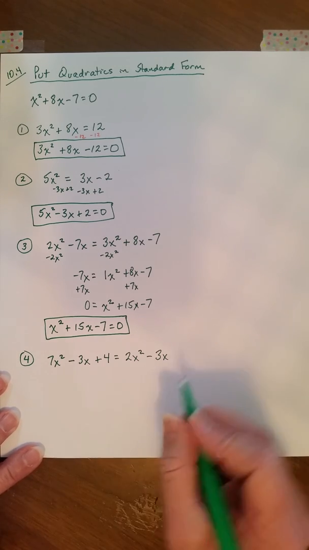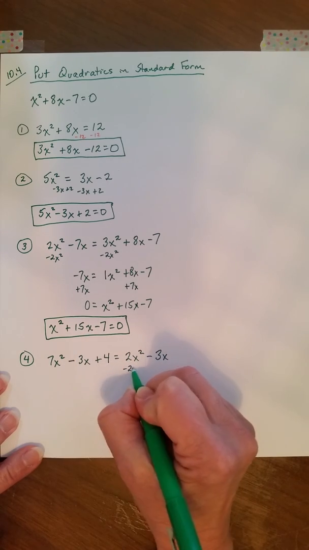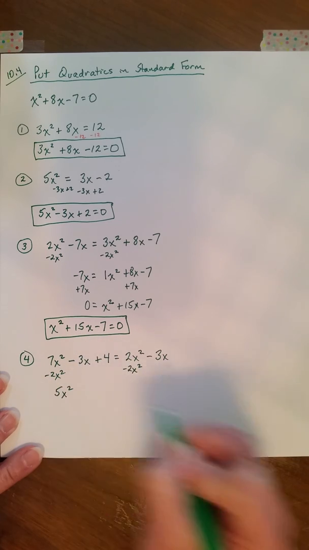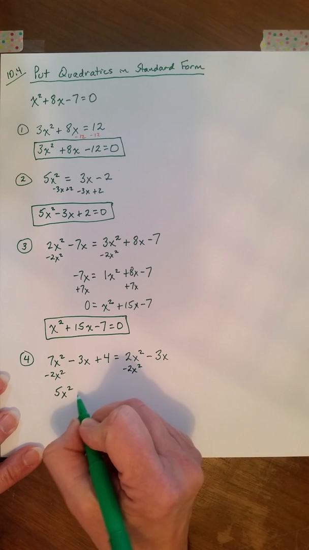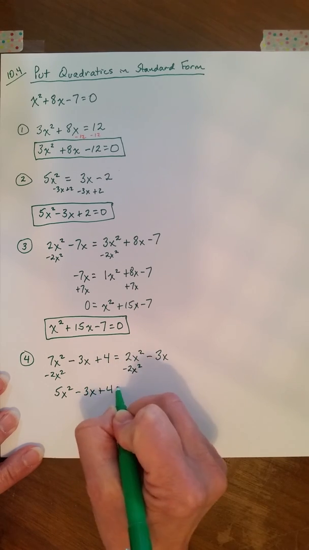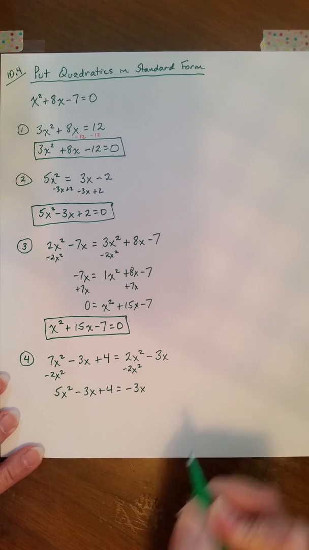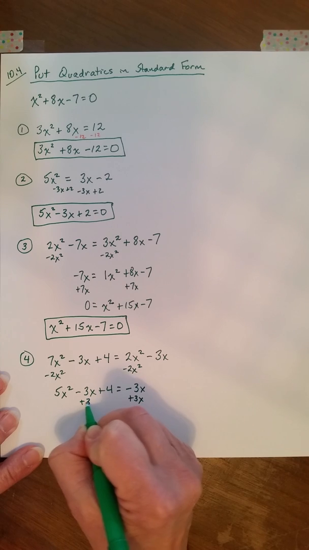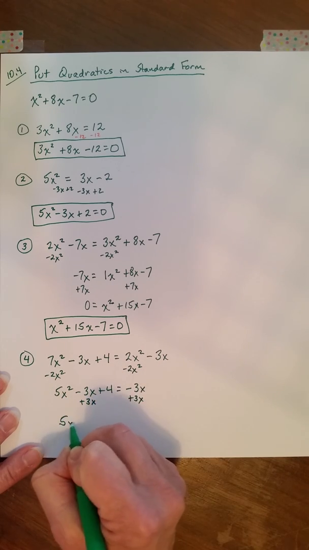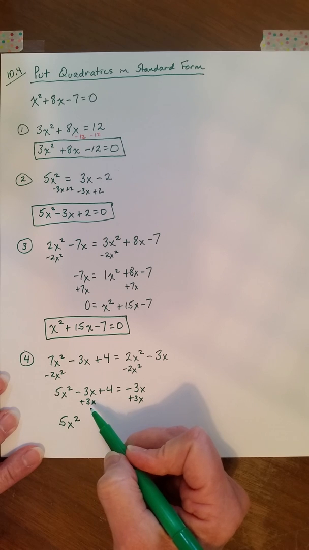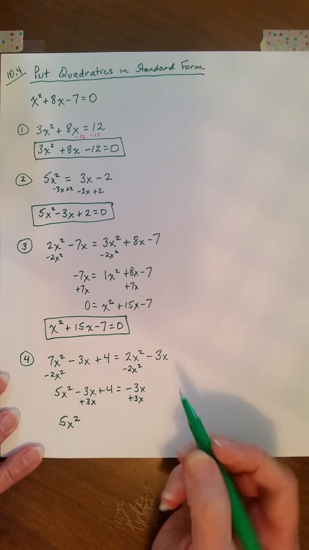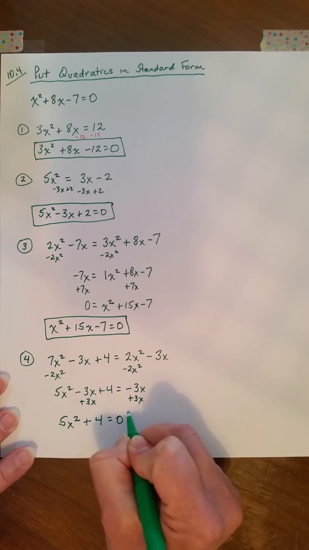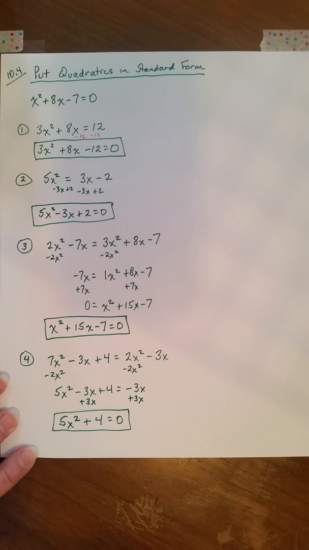Welcome back. Let's see how you did. I'm going to move the 2x squared over here, minus 2x squared. So 7 minus 2 is 5x squared. I'll just do this in 2 steps. Minus 3x plus 4 equals, over here I'm still left with a negative 3x. Now I want to move this 3x over here, so I'm going to add 3x to both sides. Negative 3 plus 3 goes away, so my x term is eliminated. So I have 5x squared plus 4 equals 0. There it is in standard form.